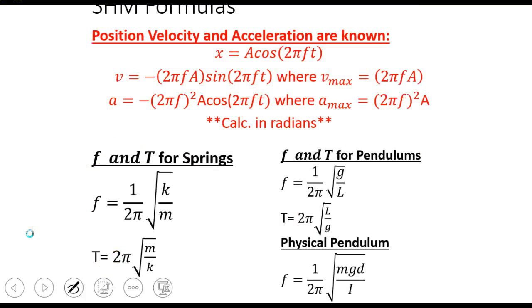And so, again, when we're talking about these things, I can still talk about the position, velocity, and acceleration for things in circular motion. I can talk about the maximum velocity and the maximum acceleration.